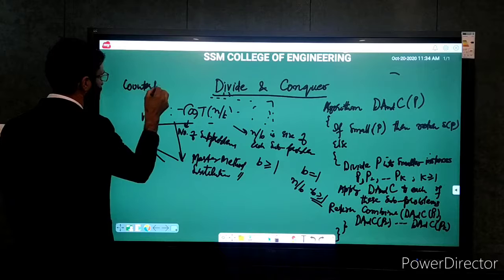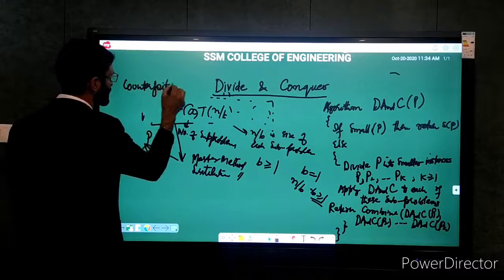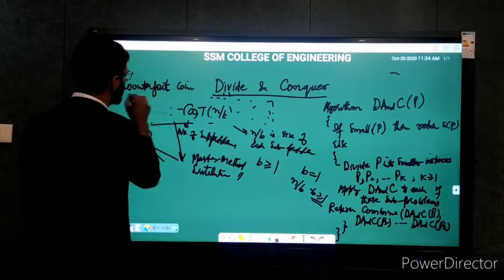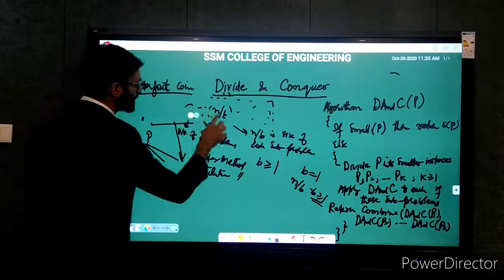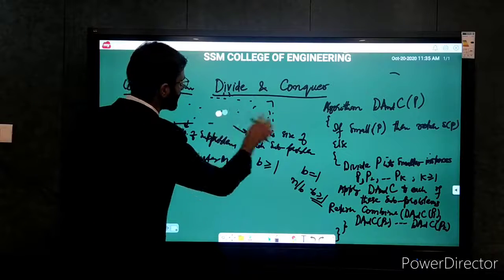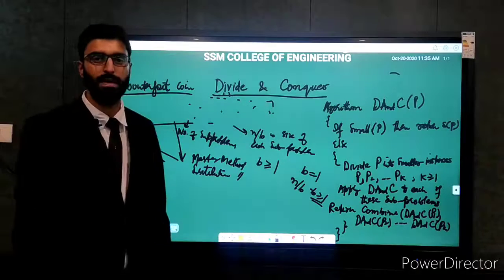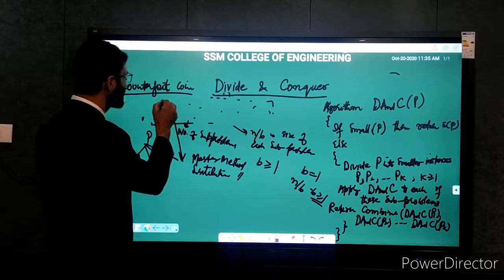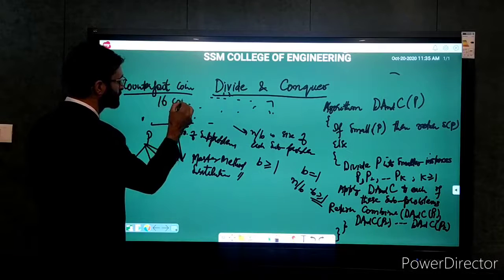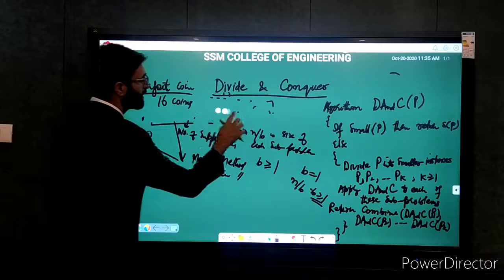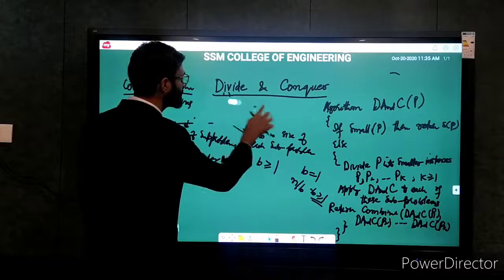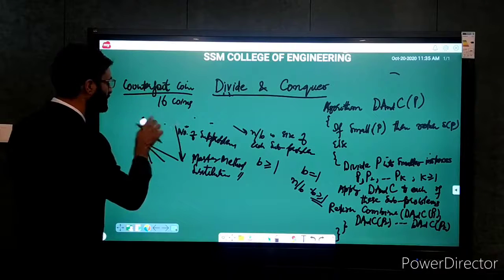That is the counterfeit coin. Let us put it in simpler words. We are given a bag, and in that bag we have 16 coins, right? And among these 16 coins, one coin is counterfeit.